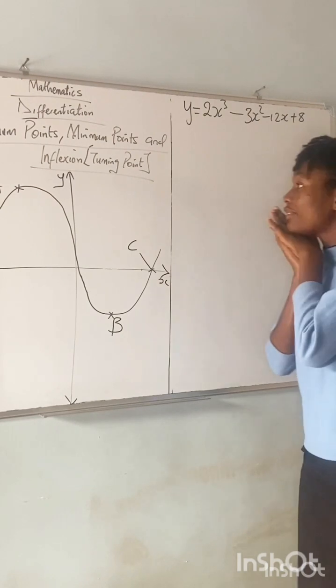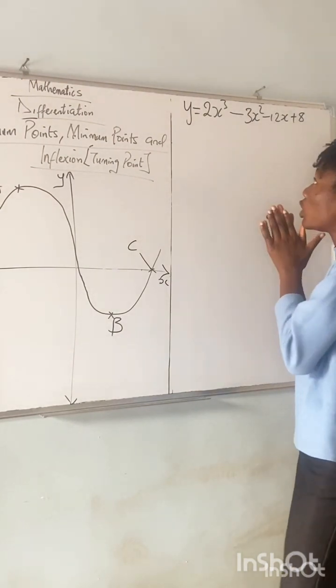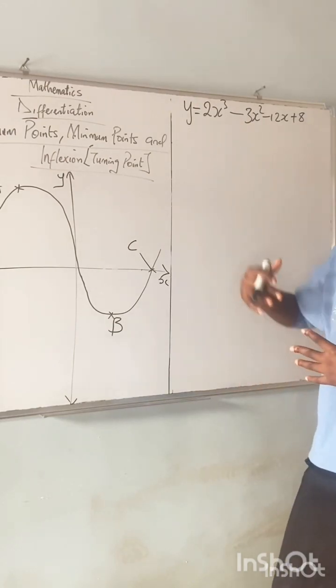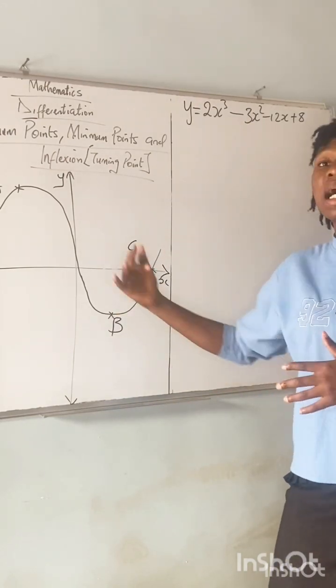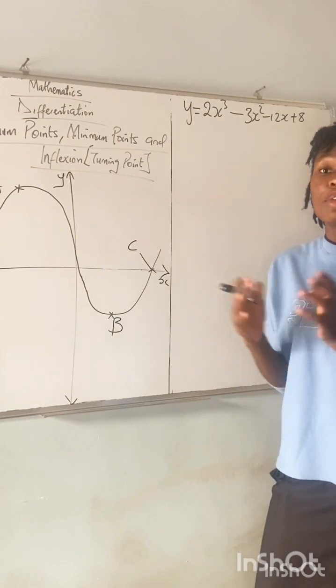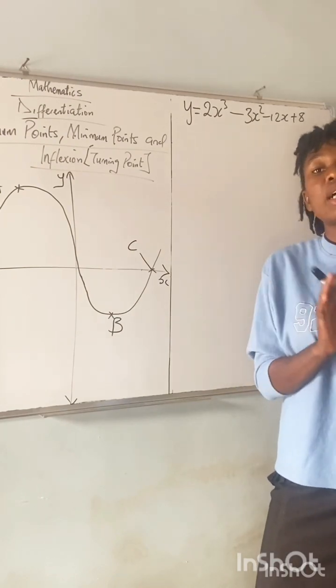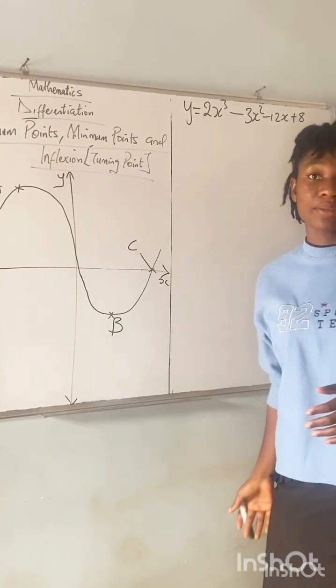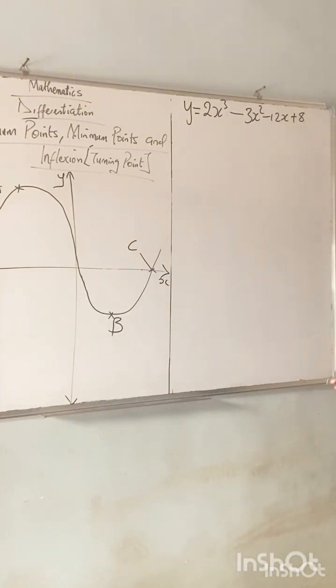Like I said, when we want to find our maximum and minimum value, the first thing we are going to do is differentiate the first time, equate our answer to zero, and then solve for the possible values of x. And then we differentiate again to determine our maximum and minimum point.